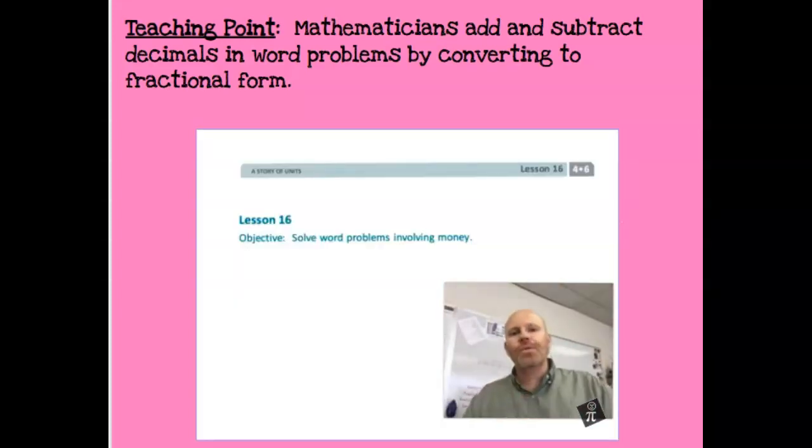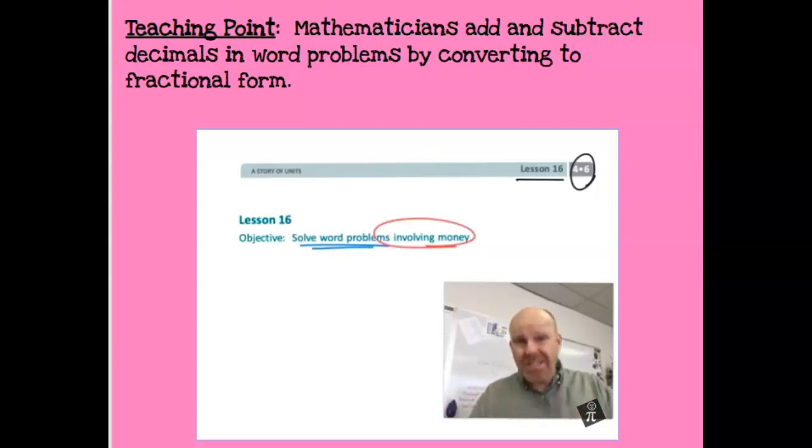All right, this is 4th grade, Module 6, Lesson 16, and in this lesson we're going to be solving word problems involving money. Again, we're going to be adding and subtracting money, which is like decimals, but we're still not going to be using that standard algorithm yet. That's going to come later, because at this point we're still trying to develop in our students a deep and profound understanding of the math that's going on, and we're trying to avoid having students just blindly follow a rule. So let's get started.